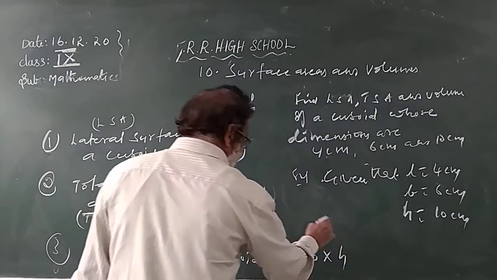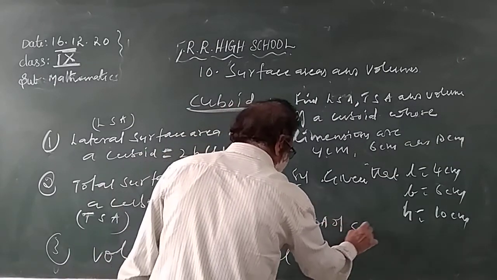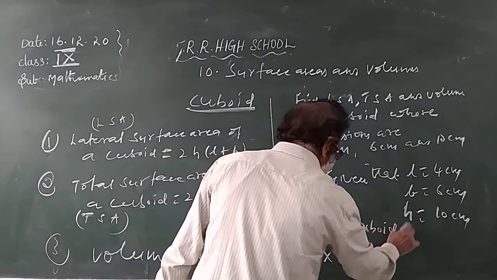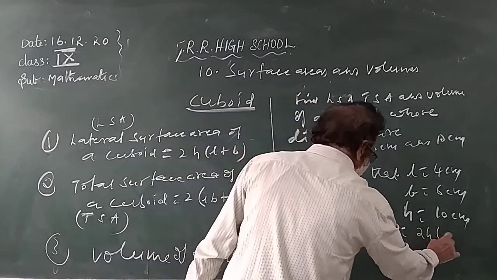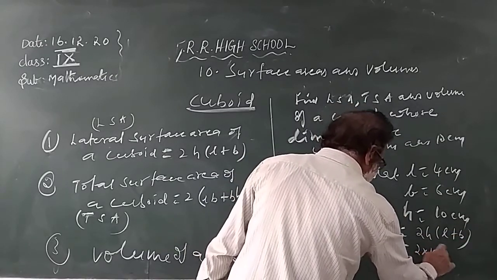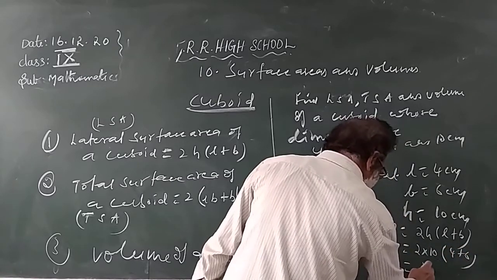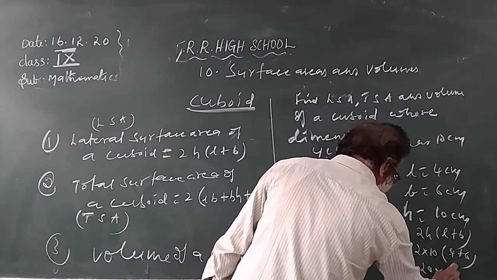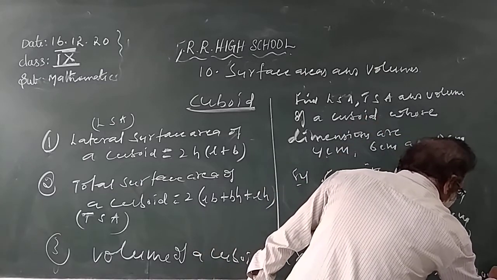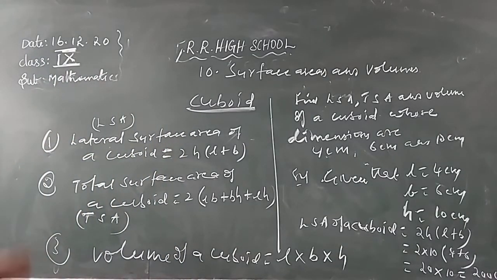Now what did they ask first? LSA of a cuboid. The formula is 2H into (L plus B). 2 into H is 2 into 10, and L plus B is 4 plus 6. 2 tens are 20, into 4 plus 6, which is 10. 20 into 10 is 200 square centimeters. This is the LSA.